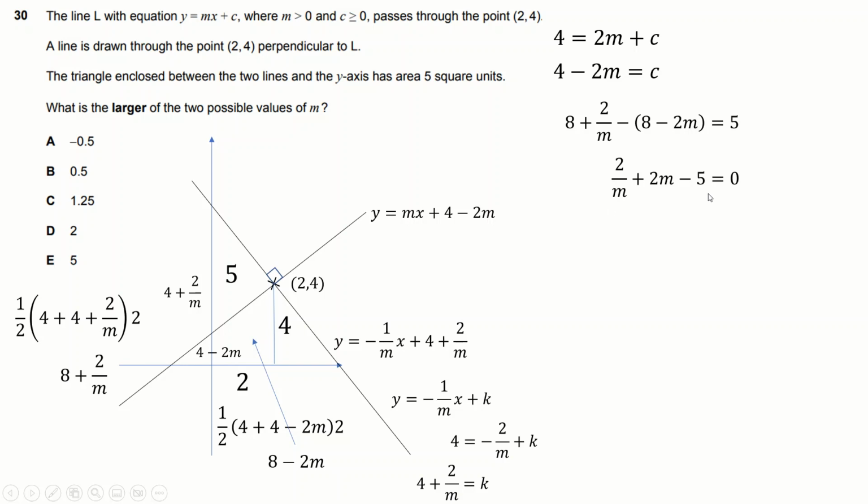And even better, once I multiply everything by m, I get a quadratic. And that makes sense, because it's telling me there are 2 values of m possible. So this factorizes, I think, and we get the value 2 or a half. The larger one is m is 2. And so that will be my answer.